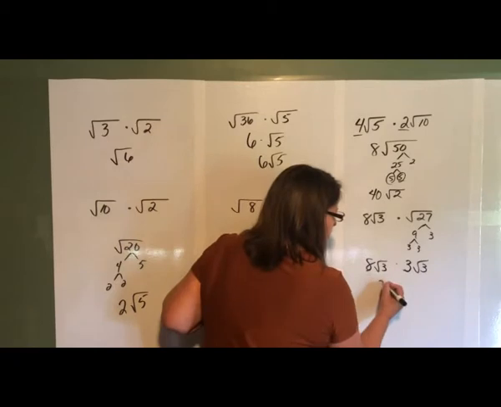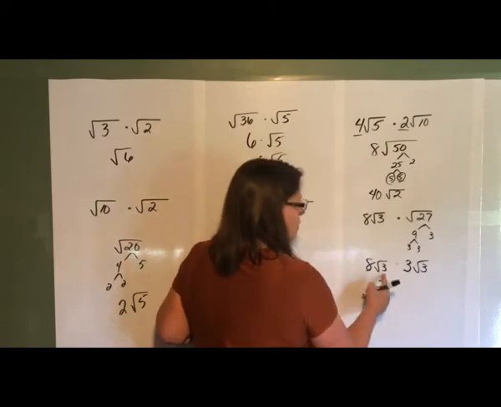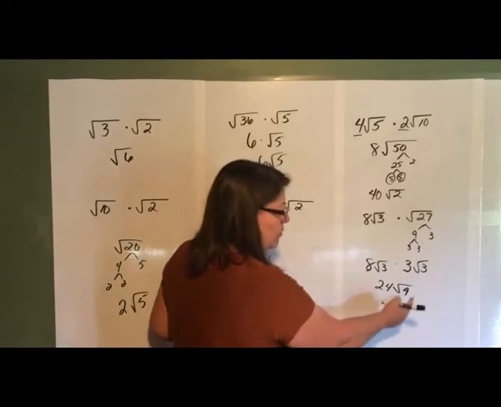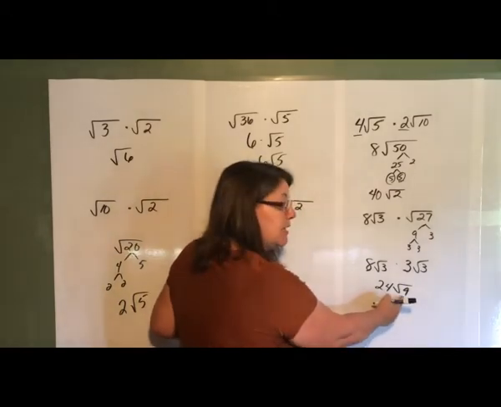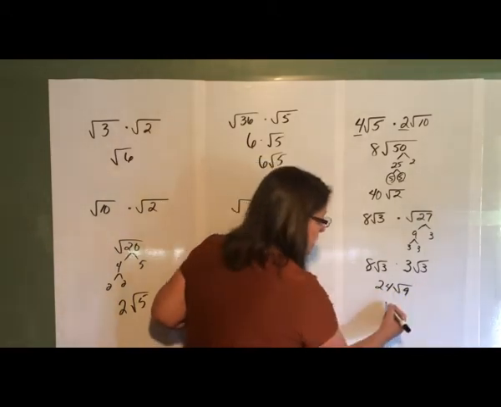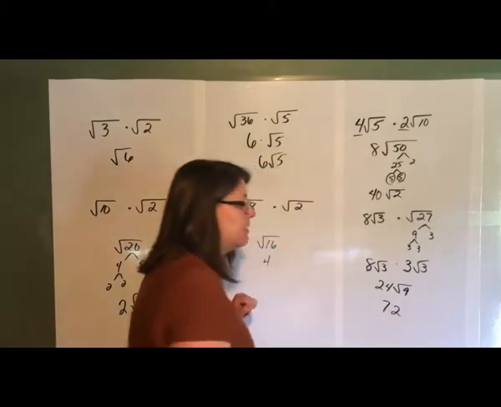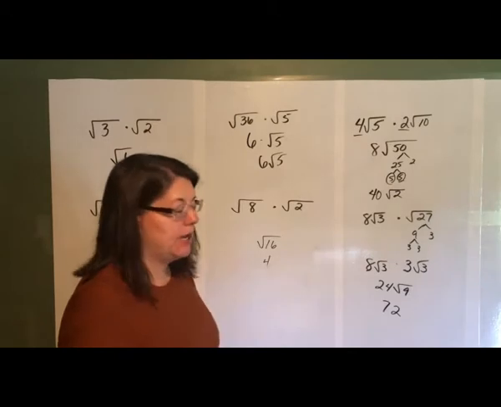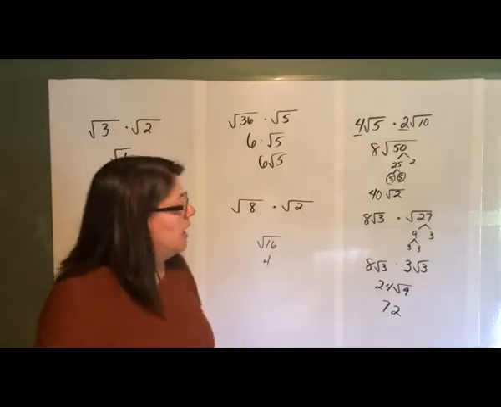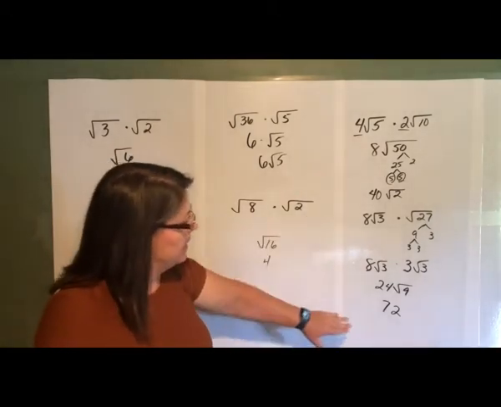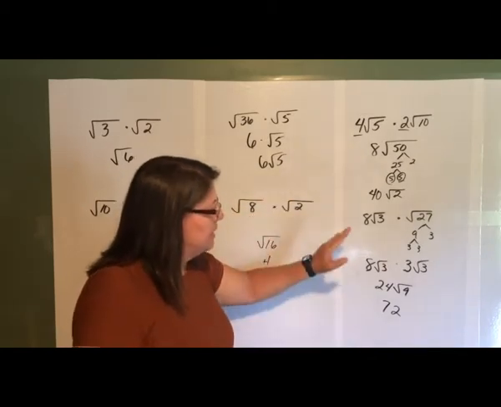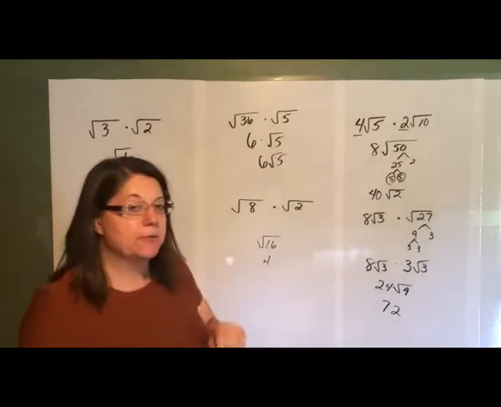8 times 3 is 24. Square root of 3 times square root of 3 is square root of 9. Square root of 9 is 3. So that's 24 times 3, which is 72. And you can use your calculator to help you with the math. If you can't do it in your head, that's not a big deal. But the important thing is showing the work, understanding each step, and then getting your final answer.